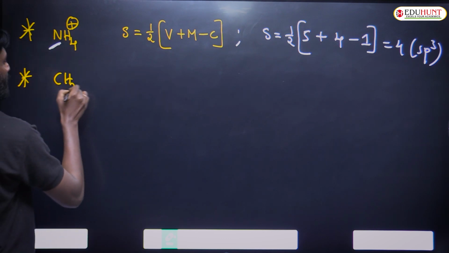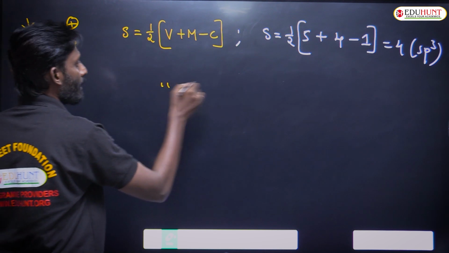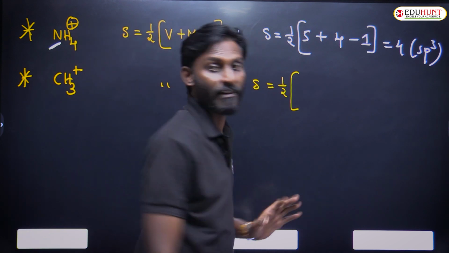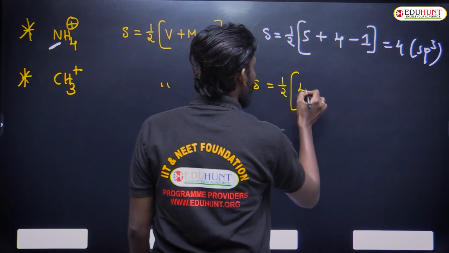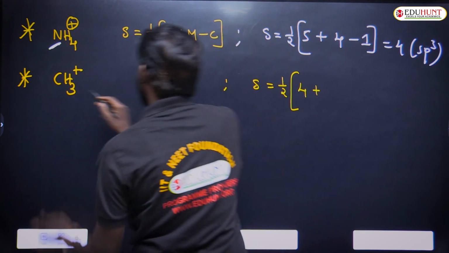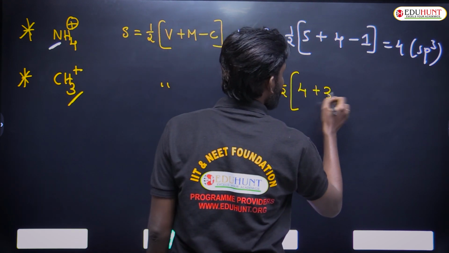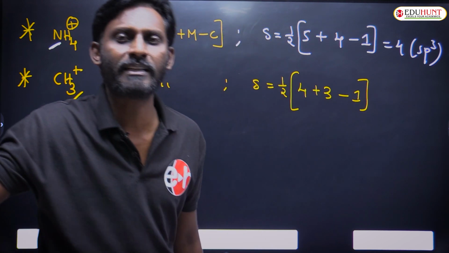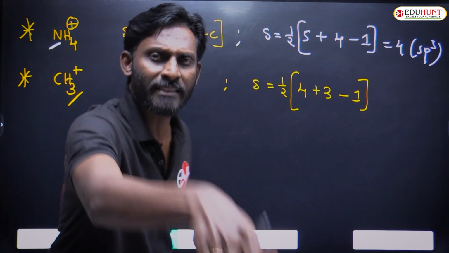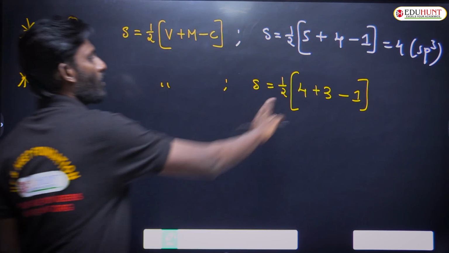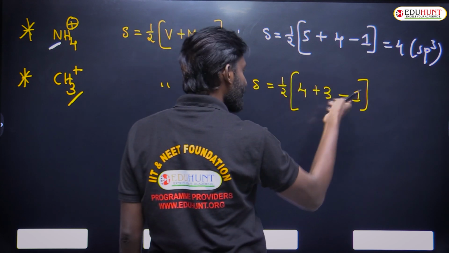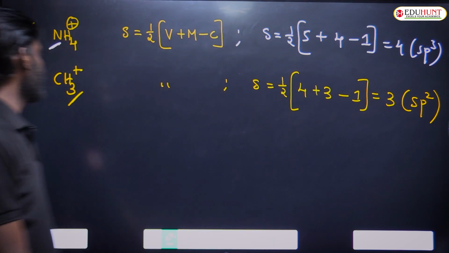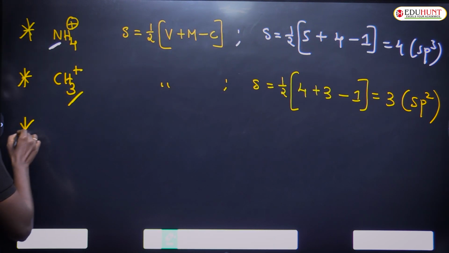And CH3 plus, again one more. Same cation, same formula. Apply the formula. S is equal to 1 by 2 times the carbon valence shell electrons, which are 4, plus there are 3 hydrogens, 3 monovalent atoms, minus 1, 1 unit positive charge. If it is a positive charge, you subtract the charge magnitude. If it is a negative charge, you add the charge magnitude. That's how the formula is. 4 plus 3, 7. 7 minus 1, 6. 6 by 2, it is 3. 3 means sp2 hybridization. Okay?